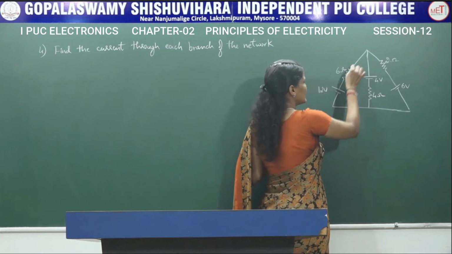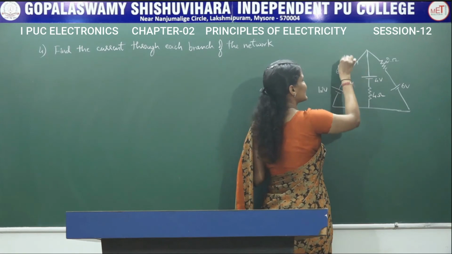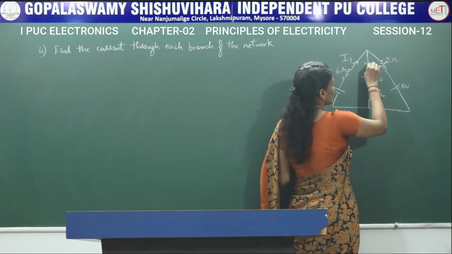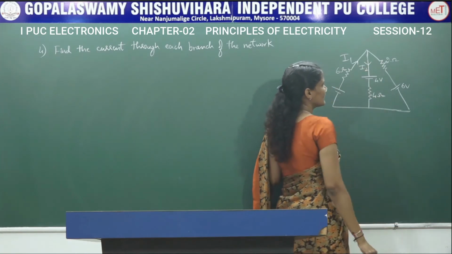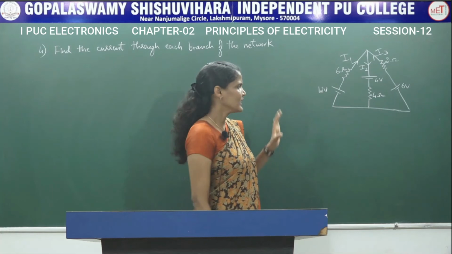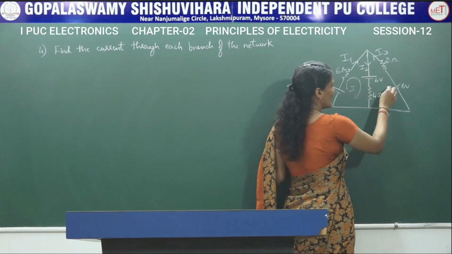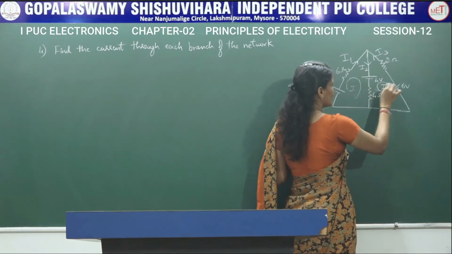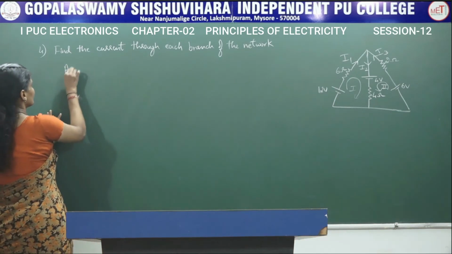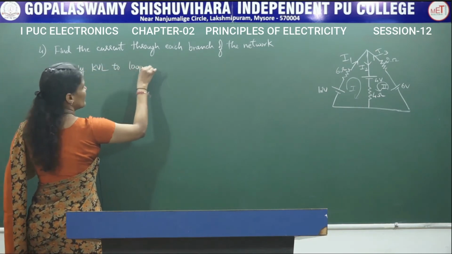So let me consider that the current direction, that is the branch current of this branch, is in this direction. Let me call that I1, and let me consider that I2 is flowing in this direction and I3 is flowing in this particular direction. Now let us mark the loop current. Let us call this loop 1 and this loop 2. Right? Now apply KVL to loop 1.